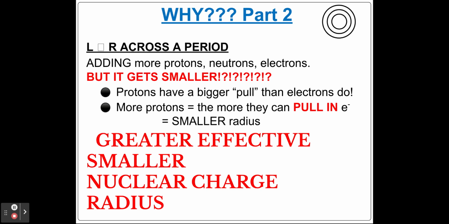The bigger the nuclear charge, the more positive protons you have in your nucleus, the more it's going to pull on those outer electrons, the more it's going to bring them in closer, and the smaller their radius is going to be.